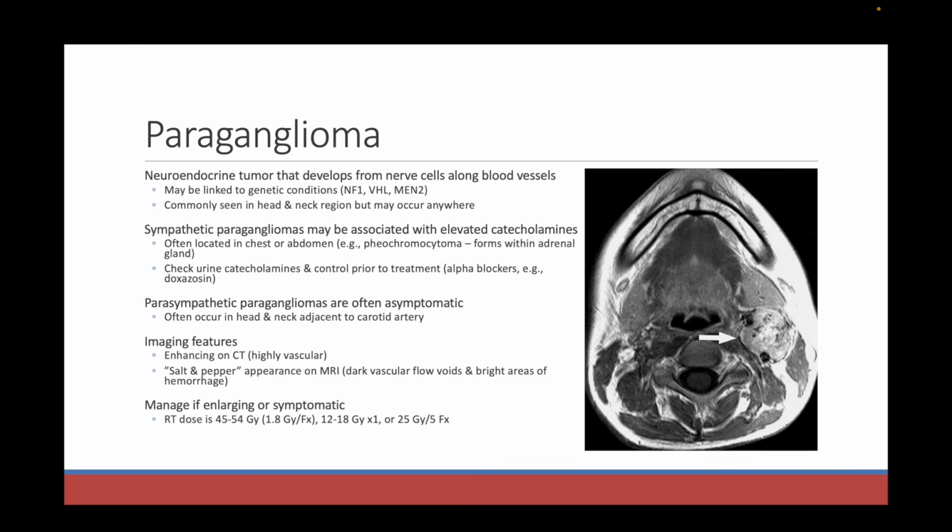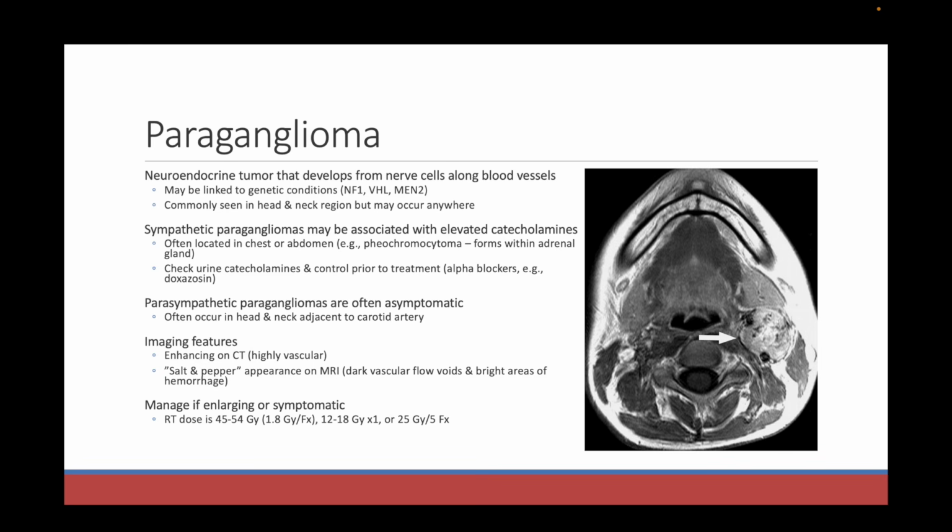And on MRI, they have this characteristic salt and pepper appearance because they have a lot of blood flow through them, so they can create these dark areas that are vascular flow voids just from blood moving quickly through the vessels. And they can also be peppered with bright areas of hemorrhage. So that leads to that bright and dark salt and pepper appearance.